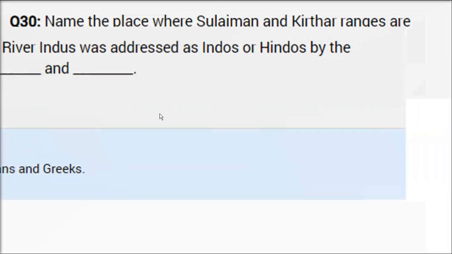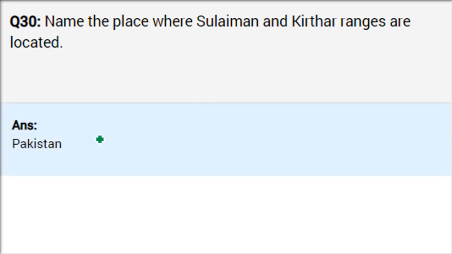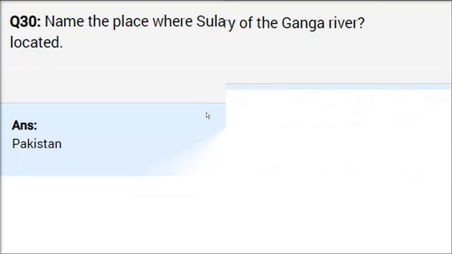So Iranians and Greeks. Name the place where the Sulaiman and Kirthar ranges are located. Pakistan. I showed you already Kirthar and Sulaiman. This is in Pakistan. So this is the Indian boundary, here Pakistan. These are mountain ranges actually.